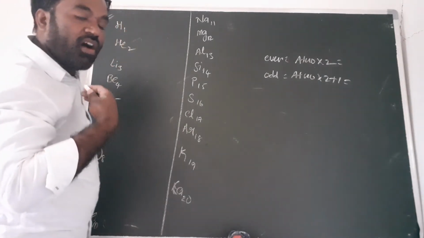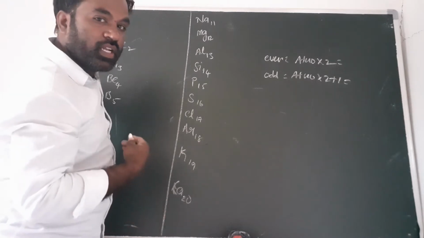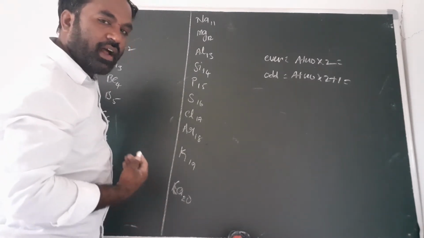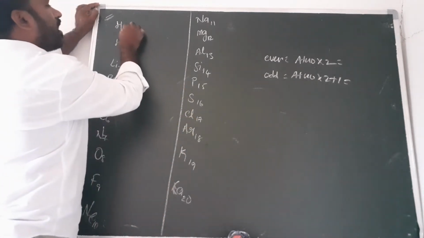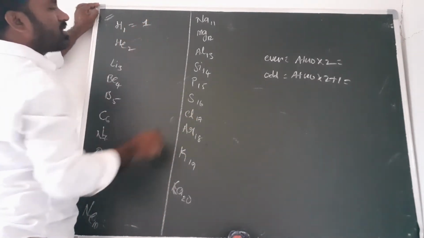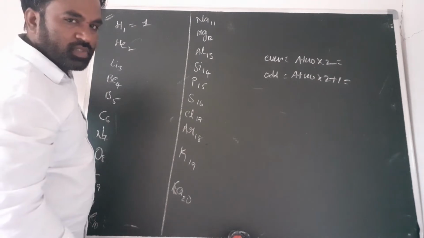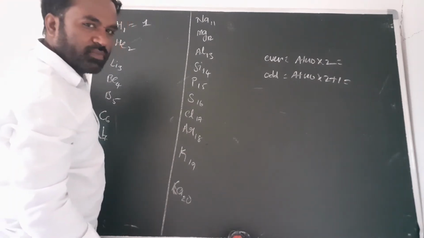Hydrogen is an exception in all properties. Not only in atomic number and mass number, but in all its physical and chemical properties it is an exception. So the atomic number of hydrogen is 1, and the mass number is also 1.